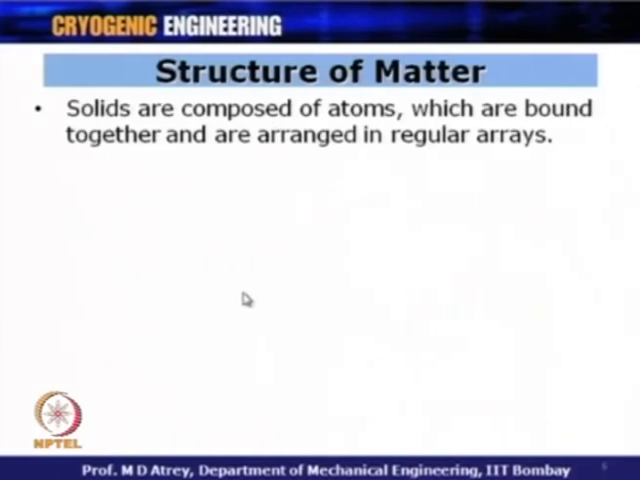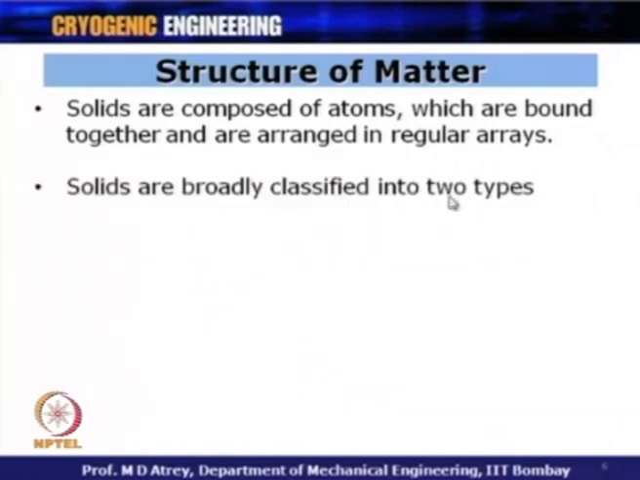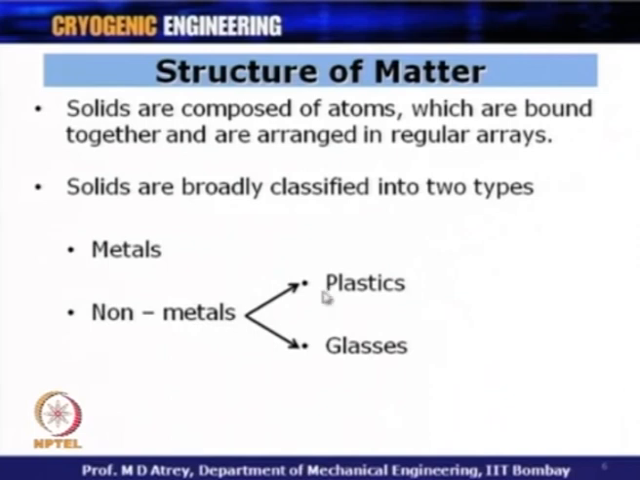Before we study the property changes at low temperature, it is important to understand the structure of matter. Solids are composed of atoms which are bound together and arranged in regular arrays. We know this. Solids are broadly classified into two types, metals and non-metals. And in cryogenics, we use both metals as well as non-metals. The non-metals are further classified into plastics and glasses.